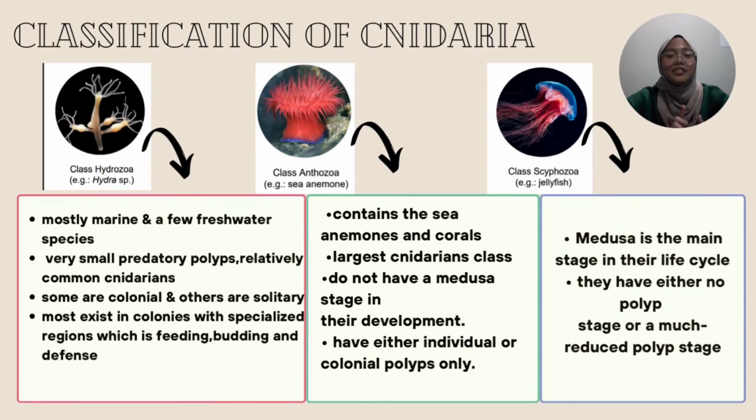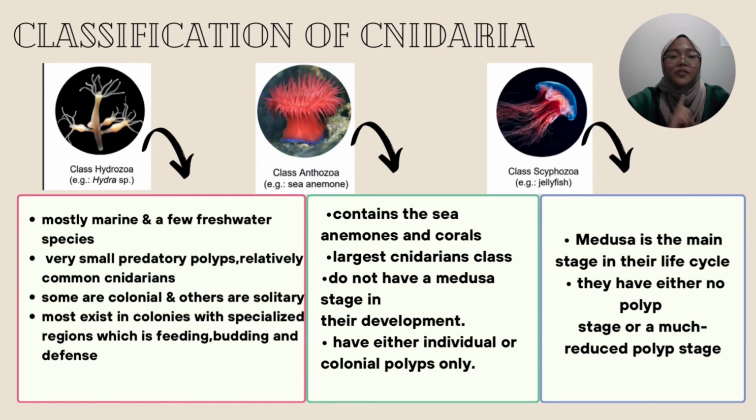Okay, we move on to the last part in phylum Cnidaria, which is the classification of Cnidaria. We have divided them into three classes, in which firstly is class Hydrozoa. They are mostly marine, and a few are freshwater species. They are very small predatory polyps, which are relatively common cnidarians. Some are colonial and others are solitary. Most of them exist in colonies with specialized regions for feeding, budding, and defense.